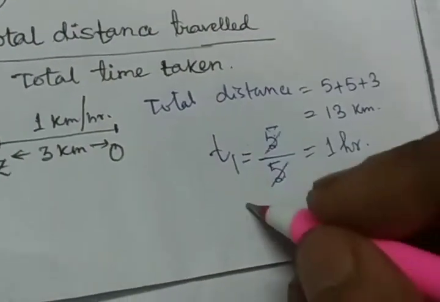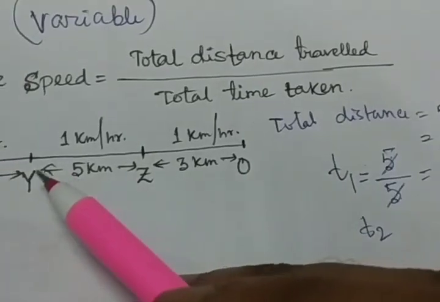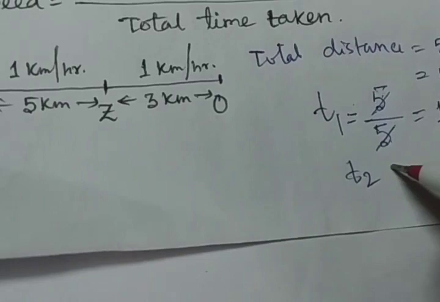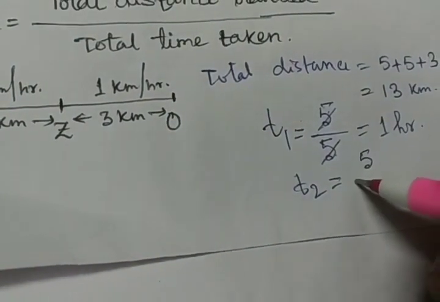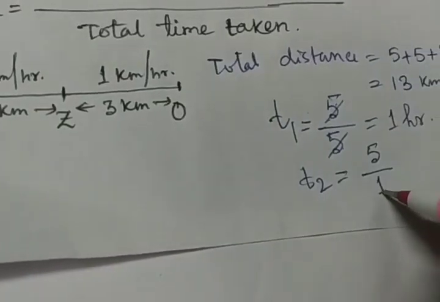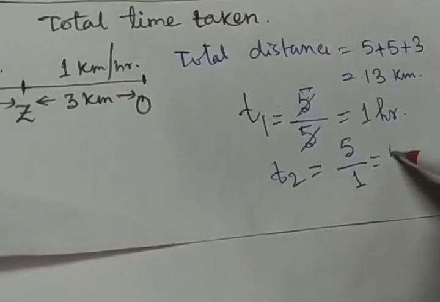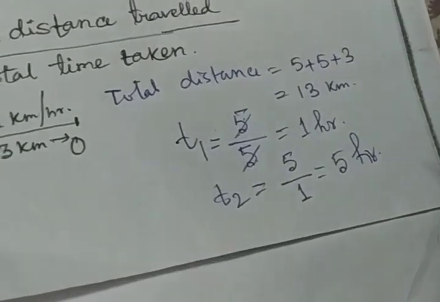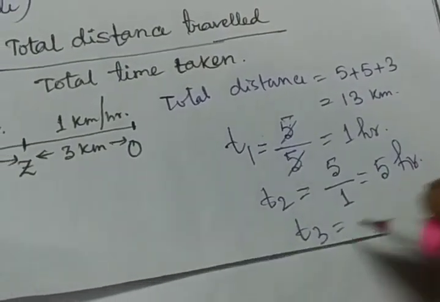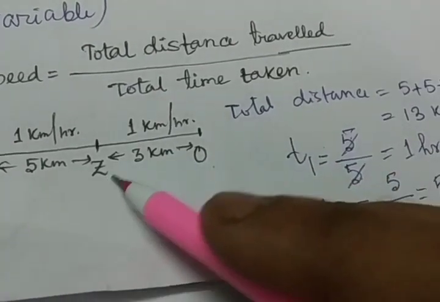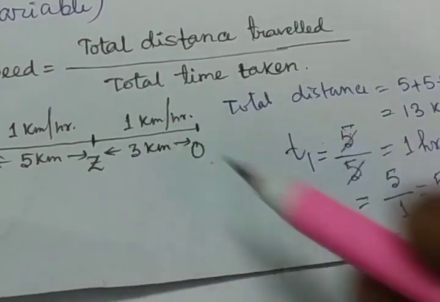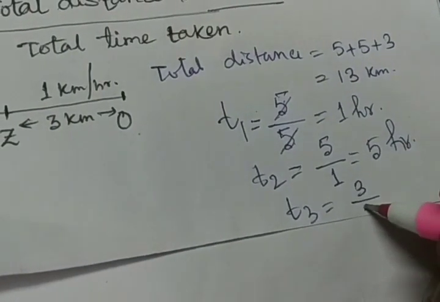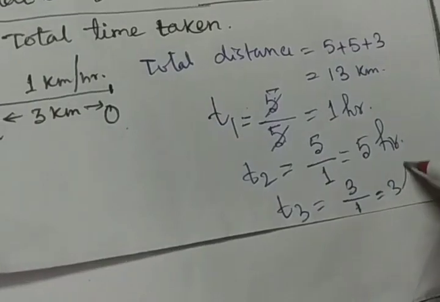Do you understand? So next, time taken for the second journey, from Y to Z, is also distance by speed. In a similar way, distance is 5 km and speed is 1 km per hour. So 5 by 1 is nothing but 5 hours. And T3, the third journey from Z to O: the distance is 3 km, but the speed is 1 km per hour. T3 will be 3 distance by speed, speed means 1, that is 3 hours.